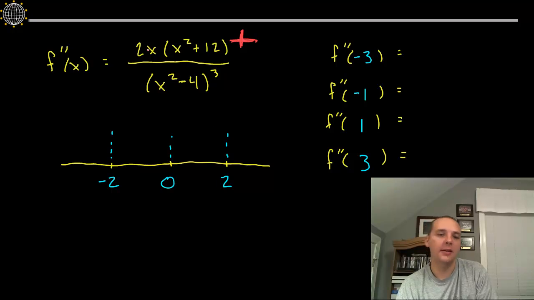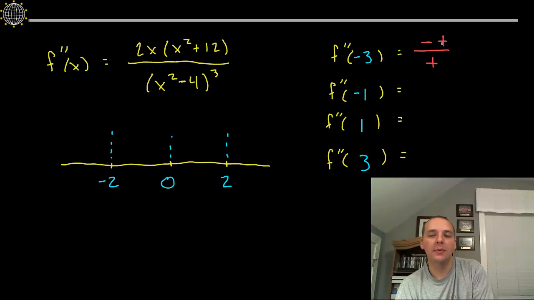And 2x could change sign, or x squared minus 4 cubed could change sign. We just have to be careful. So let's try plugging in -3. We would get 2 times -3, that's a negative, times a positive, which is always positive, like I said, divided by a positive. Because -3 squared is 9, 9 minus 4 is 5, 5 cubed is certainly positive.